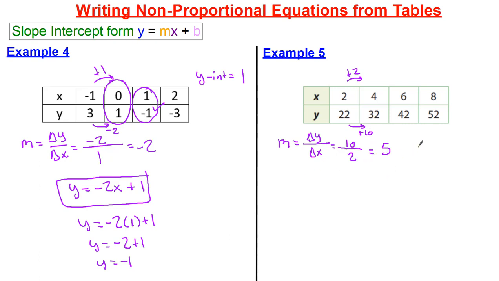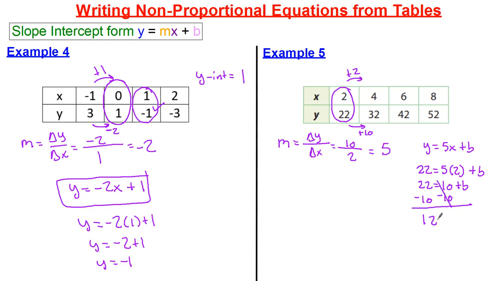Okay? So now we got y equals 5x plus b. Let's plug in. I'm just going to use the smaller numbers so it'll be easier to calculate. 22 is equal to 5 times 2, because my x is 2, my y is 22, plus b. 22 is equal to 10 plus b. What number plus 10 will give me 22? Minus 10 minus 10. So 12 is going to be equal to my b value. So my equation should be y is equal to 5x plus 12.